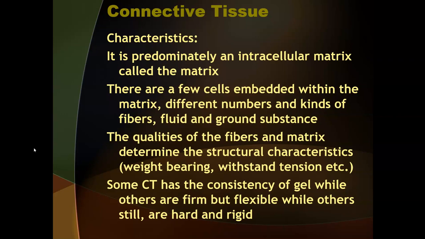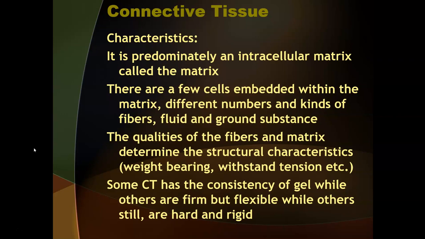Where in epithelial tissue, we said simple was about filtration, and stratified was about protection. Well, that was based on layers of cells and types of cells. Connective tissue, because it's about the matrix, it's what's in the matrix that defines the characteristics of the different types of connective tissue. So in some cases, the matrix can define the tissue as being important for weight bearing.